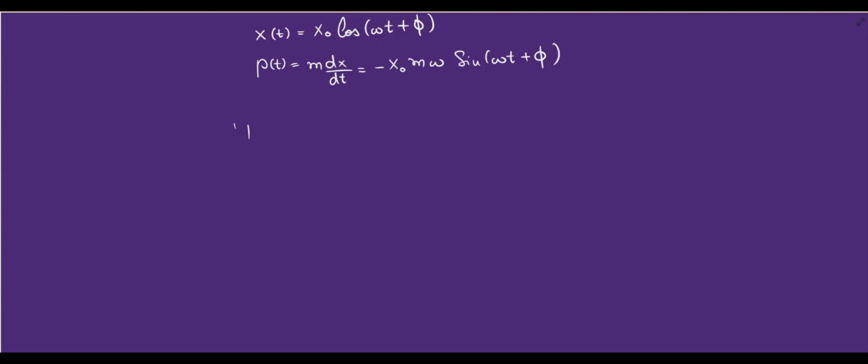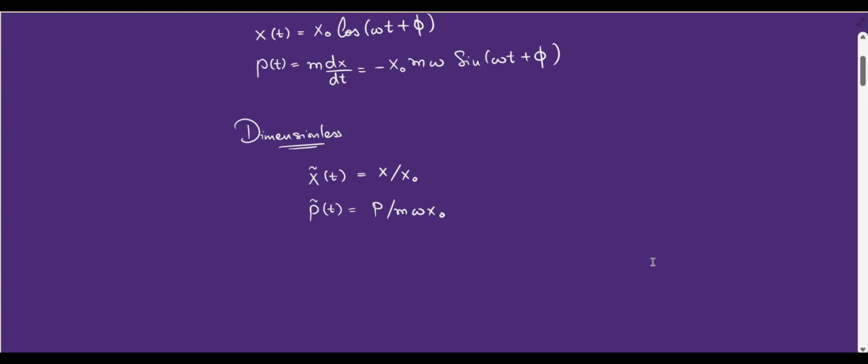Now, if I try to convert these x and p into a dimensionless form, then x tilde is given as x by x0, and p tilde is given as p by m omega x0. This is the dimensionless form of the solutions.